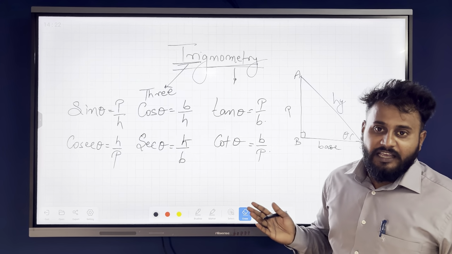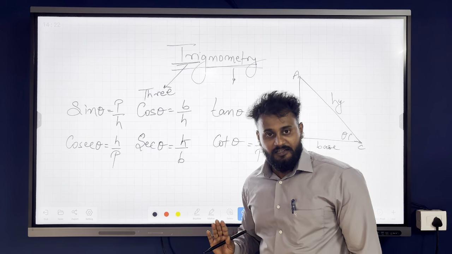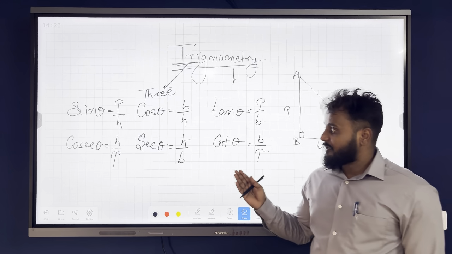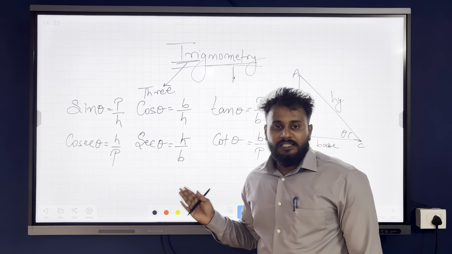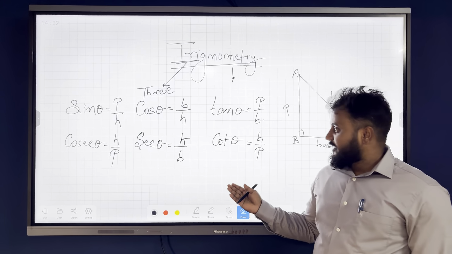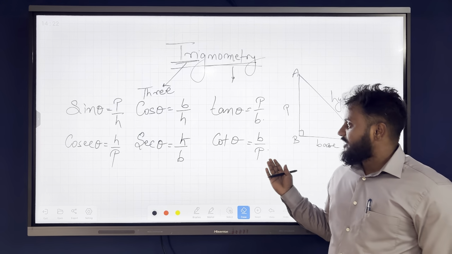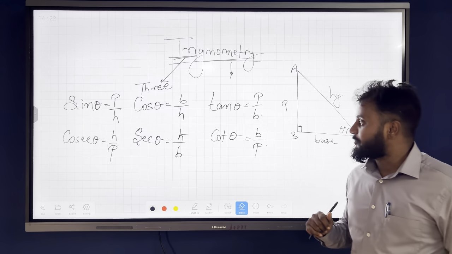अगर हम पूछें cosec θ क्या है, that is the opposite of sin θ. ये sin θ का opposite है, that will become h by p. What is sec θ? Sec θ is the opposite of cos θ, that is h by b. And what is cot θ? It is the opposite of tan θ, it will become b by p.